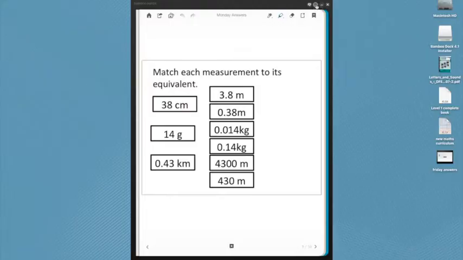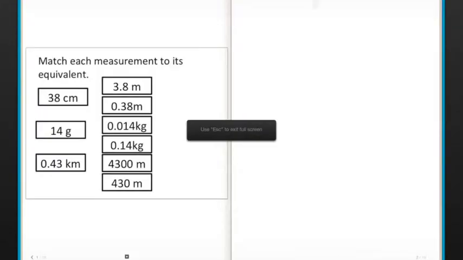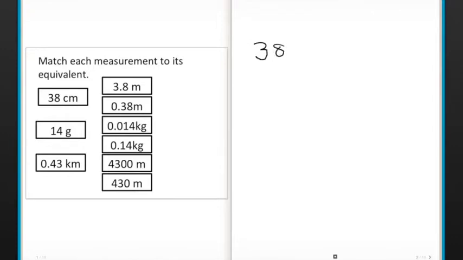Monday answers. Match each measurement to its equivalent. 38 centimetres. Well, is that 3.8 metres or 0.38 metres? So let's have a think about this. 38 centimetres. And we're trying to get to metres.